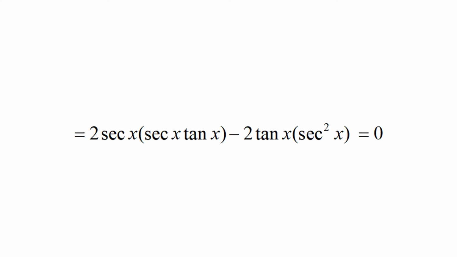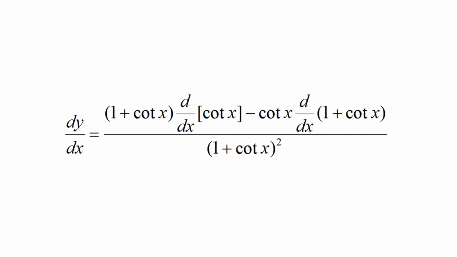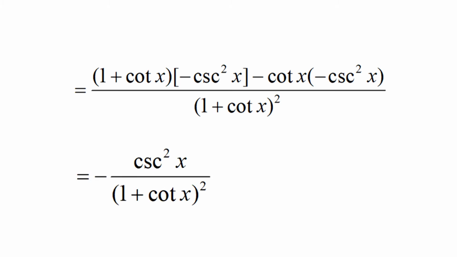As another example, let us find the derivative of y equal to cot x divided by 1 plus cot x with respect to x. By applying the quotient rule for differentiation, dy by dx equal to 1 plus cot x into d by dx of cot x minus cot x into d by dx of 1 plus cot x, all divided by 1 plus cot x whole square, same as 1 plus cot x into minus cosec square x minus cot x into minus cosec square x, all divided by 1 plus cot x whole square, equals minus cosec square x all divided by 1 plus cot x whole square.